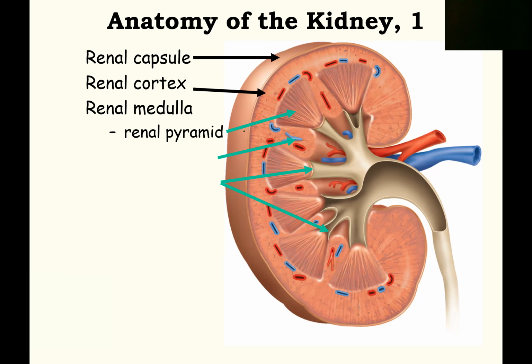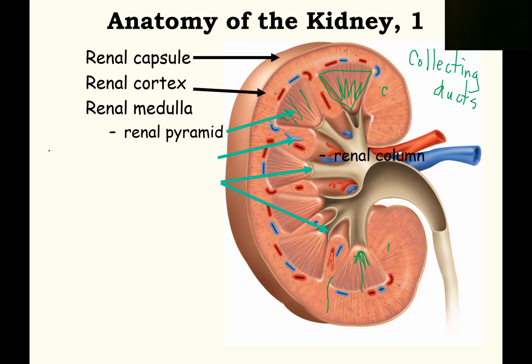Within the renal medulla, you have many renal pyramids, and that's these triangular shaped structures. They look like they have stripes, and that's because they're a bundle of collecting ducts. And we'll see how come the stripes are there. They drain from the edge of the cortex towards the apex, from our base to apex.